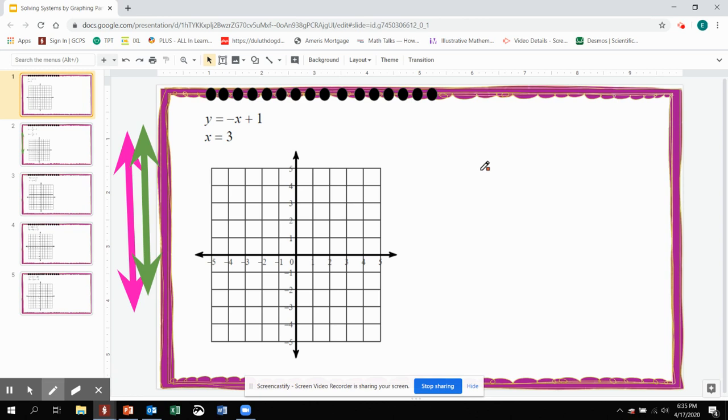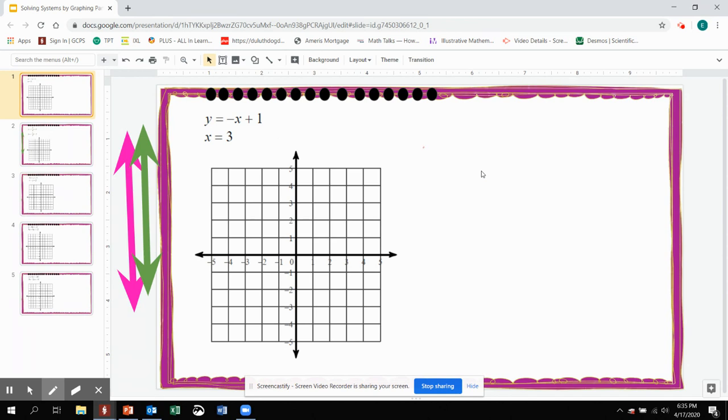Today we're going to continue learning how to graph systems of equations. So let's start with this system which says y equals negative x plus 1 and x equals 3. We know that the solution to a system of equations is the point where the two lines intersect. So we need to graph both of these lines on our coordinate plane.